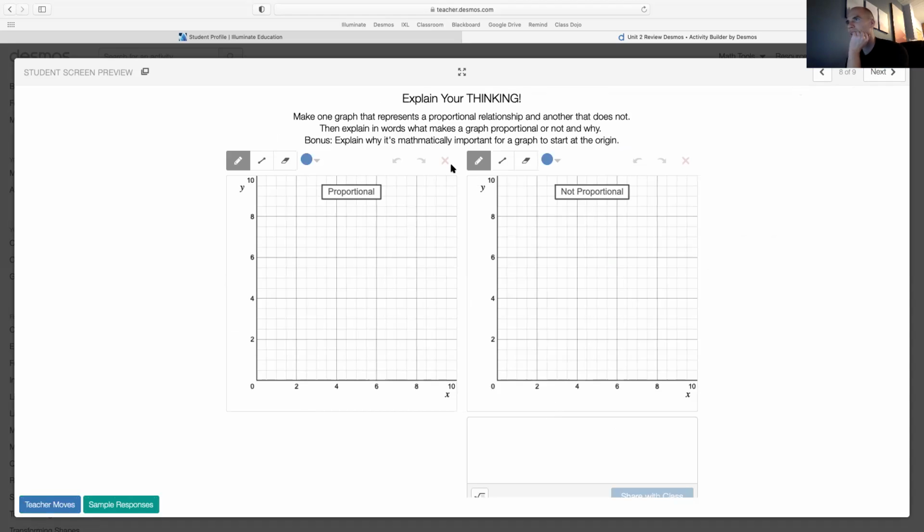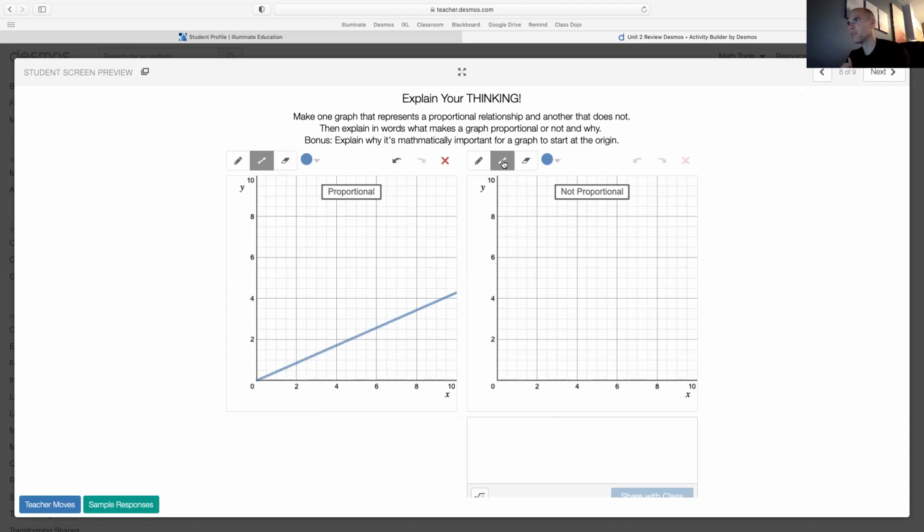All right, so make one graph that represents a proportional relationship and one other that does not. Okay, so let's see here. This one's going to be proportional, so I know it has to contain the origin, so I'll start my line right there. And then as long as the line is straight, it literally doesn't matter what I do from there. I could put it straight way over here. I could put it straight way over here. As long as it's straight, it's proportional. So I don't know, I'll go right there.